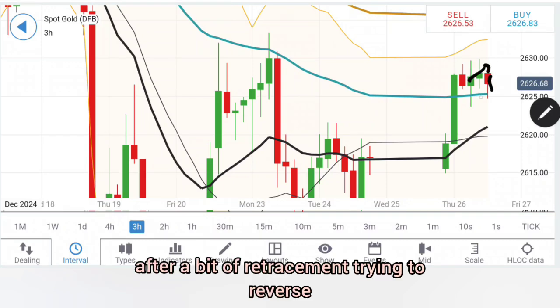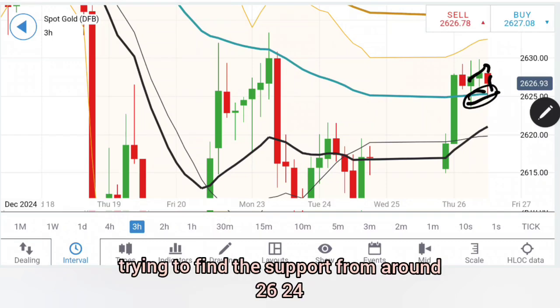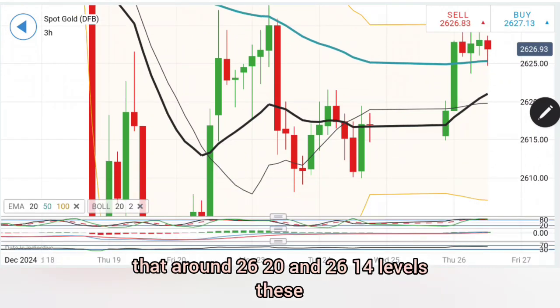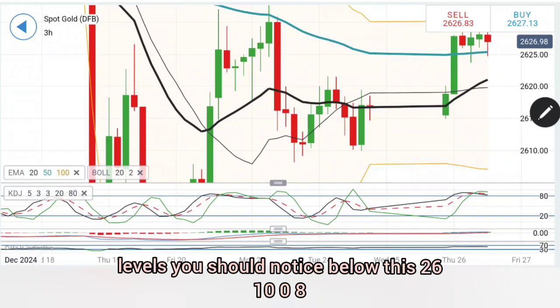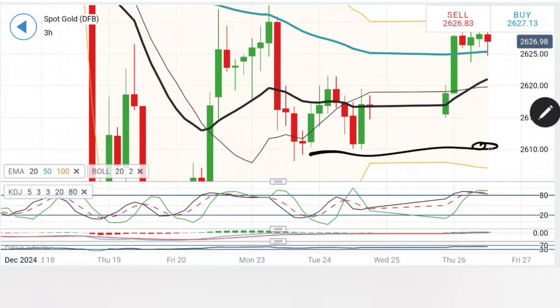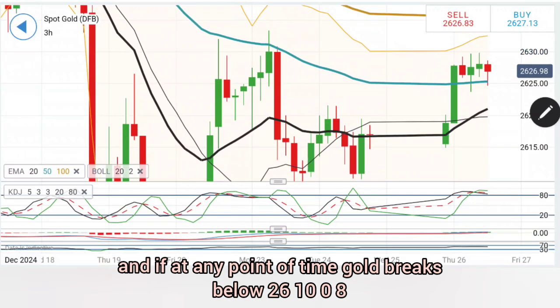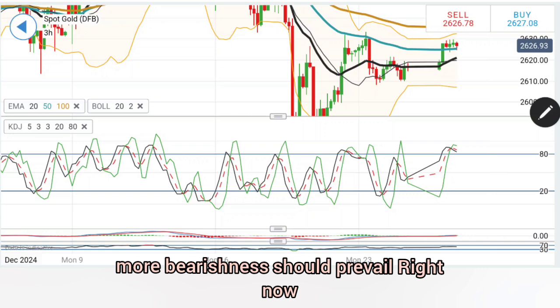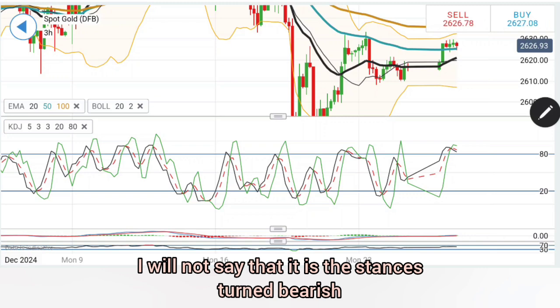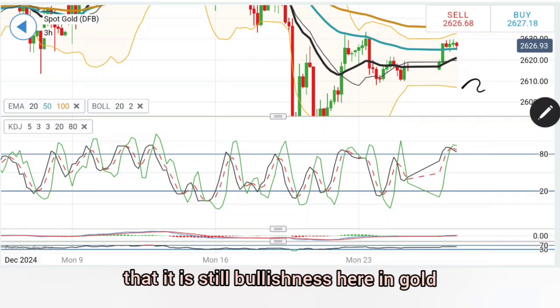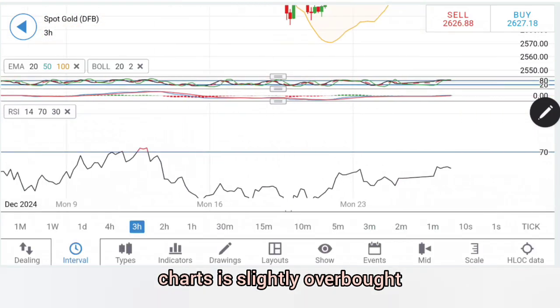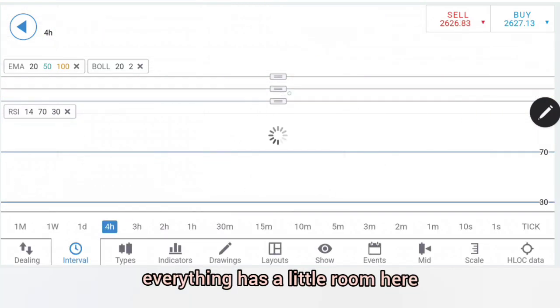After a bit of retracement, trying to reverse, trying to find the support from around 2624, and then we know the most important one is at around 2620 and 2614 levels. These levels you should notice below this 2610.08, and if at any point of time gold breaks below 2610.08, more bearishness should prevail. Right now I will not say that the stance has turned bearish. I will still say that there is still bullishness here in gold, though the stochastic on the 3 hour charts is slightly overbought, but the MACD and RSI, everything has a little room here.